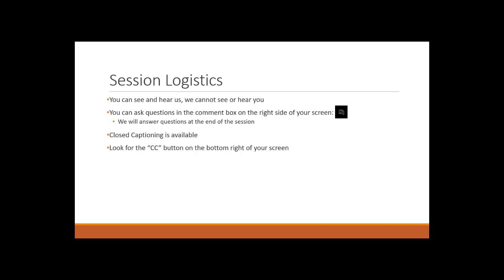Closed captioning is available if you need some extra language support, and it's actually available in several different languages. So look for the CC button on the bottom right of your screen, and you'll be able to turn that on, and you'll have the words printed across the bottom of your screen in English.